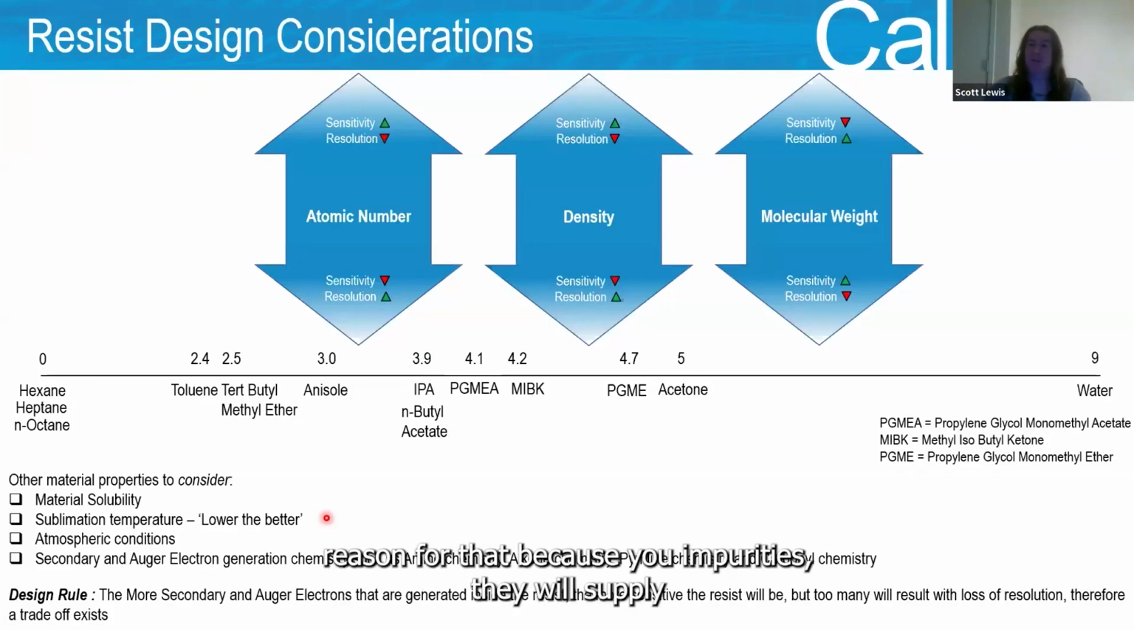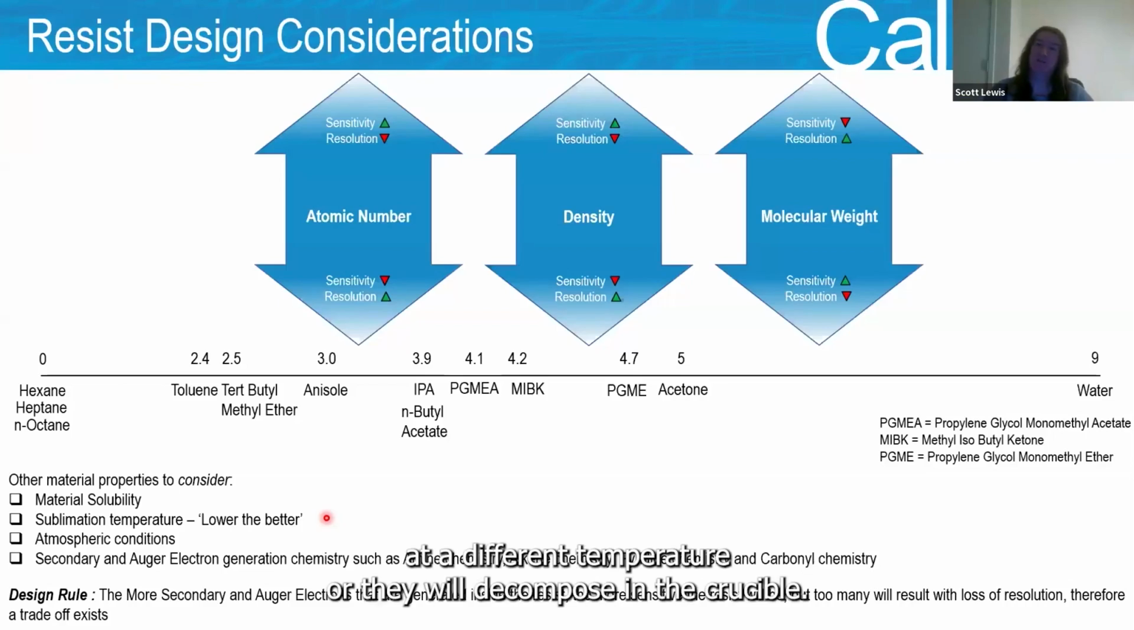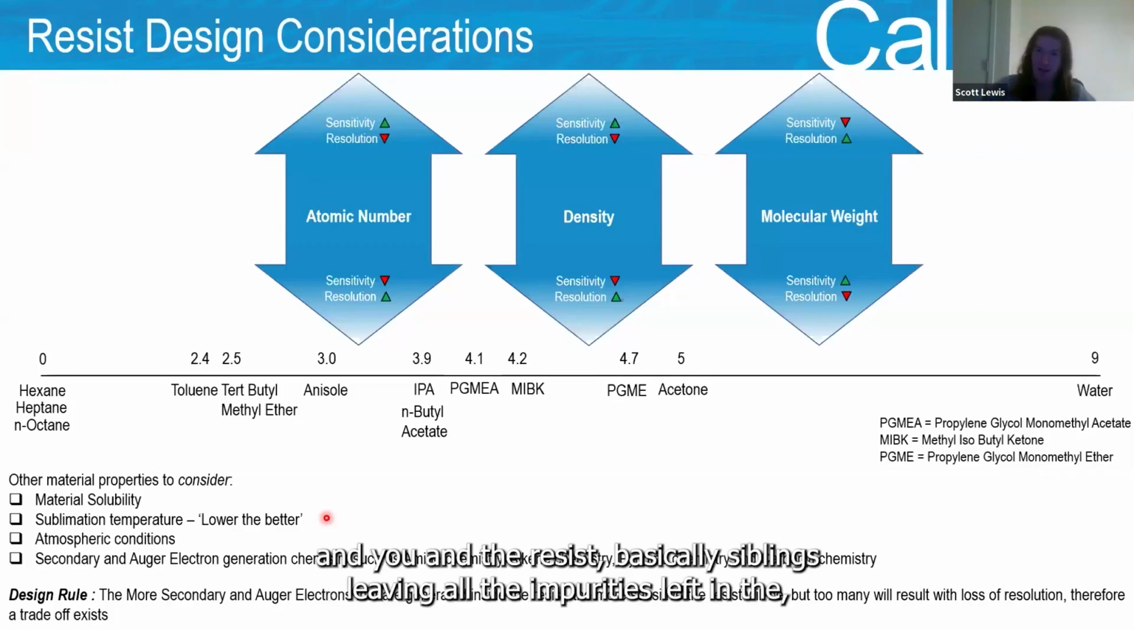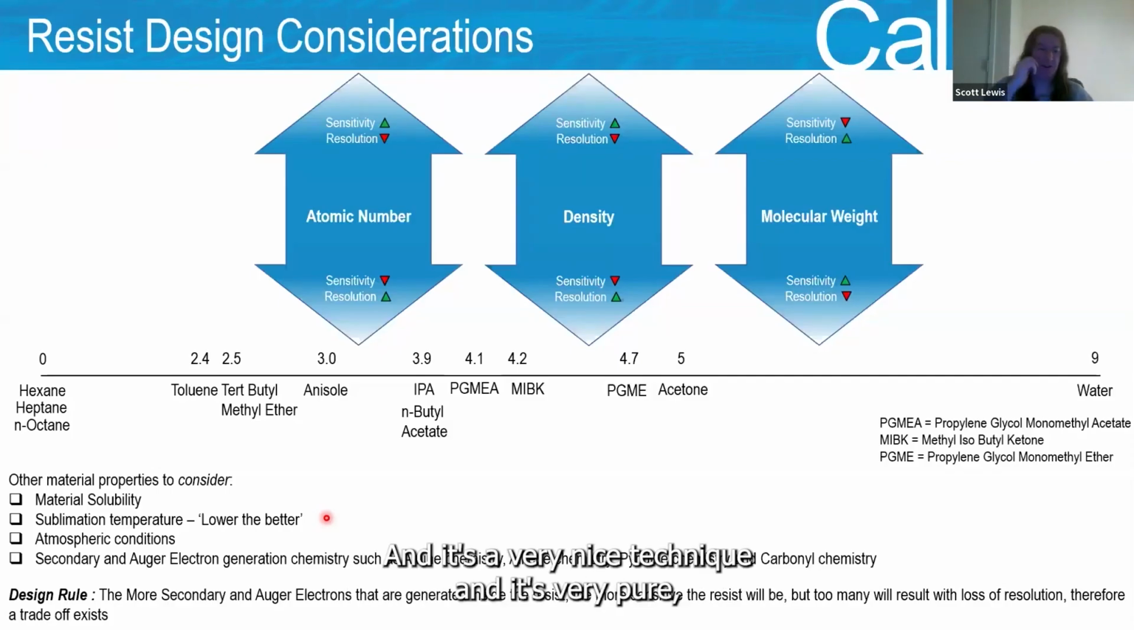And the reason for that is because your impurities will sublime at a different temperature, or they will decompose in the crucible. Then you get phase separation between your impurities and the resist, and the resist basically sublimes, leaving all the impurities left in the boat. It's a very nice technique, and it's very pure.